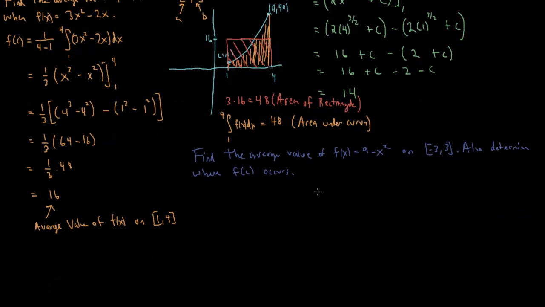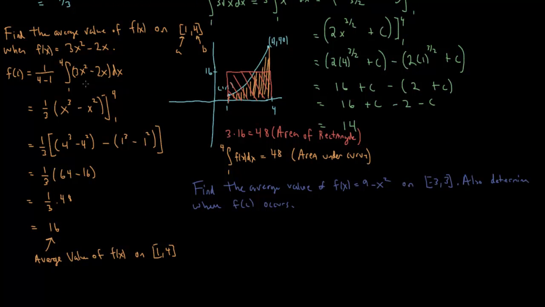Okay, now we're going to follow the exact same steps we did just a moment ago. We're going to say f of c equals 1 over b minus a. So b is 3, a is -3. So that is 1 over 3 minus -3 times the definite integral from -3, that's a, to +3, that's b, of 9 minus x squared dx. Okay, so that's equal to, 3 minus -3, that's 1 over 6, times the definite integral.